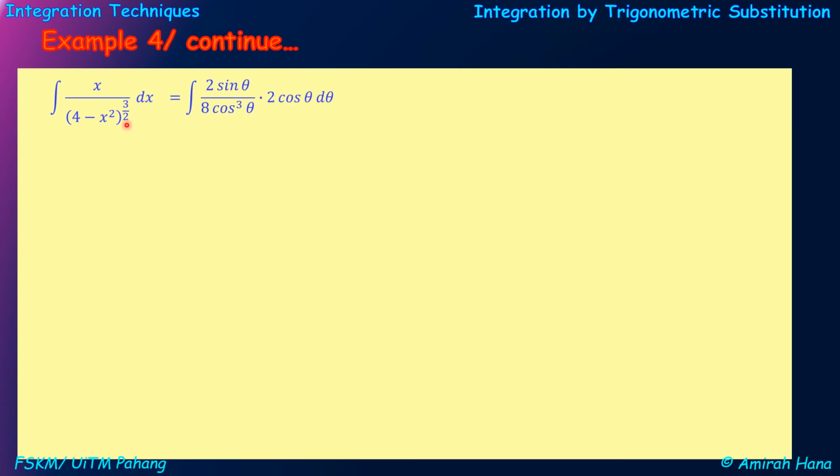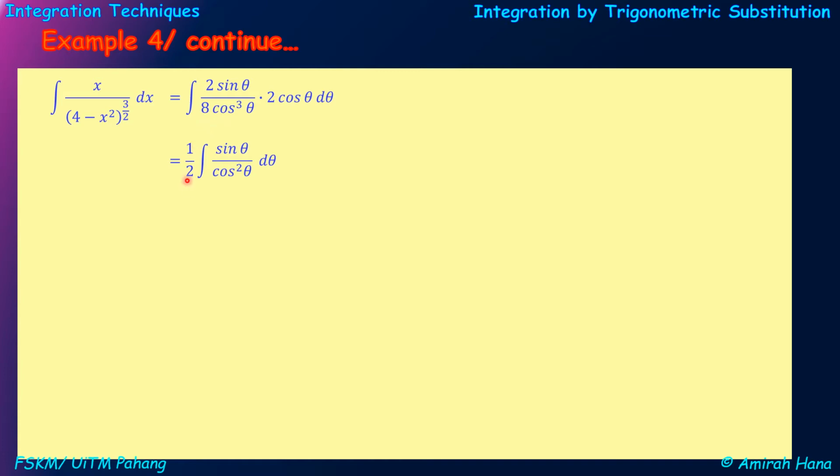From the previous slide, after we substitute steps 1, 2, 3, and 4 into the given question, we get all terms in variable theta and d theta. After that, we need to simplify. So after we simplify, we have 2 times 2 equals 4 over 8, which means half.